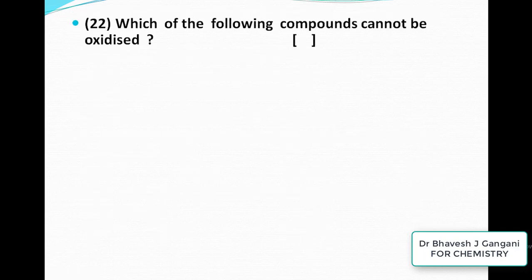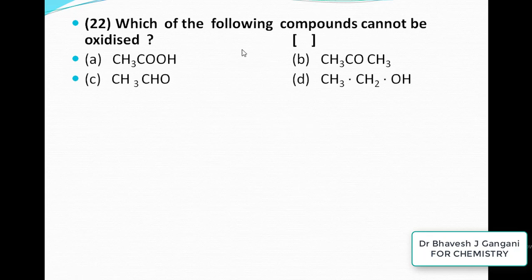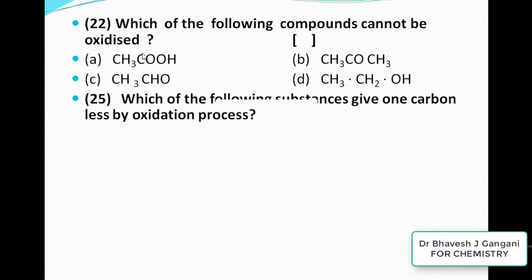Now question number 23. Which of the following compounds cannot be oxidized? You know very well, alcohol can be oxidized into aldehyde, and aldehyde can be oxidized into carboxylic acid having the same number of carbon atoms. Ketone can be oxidized into acid which has one carbon atom less. But you know very well that carboxylic acid cannot be oxidized further. So answer of this question is A, carboxylic acid.